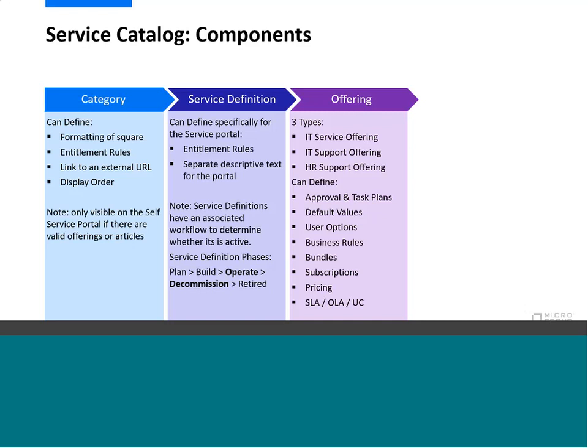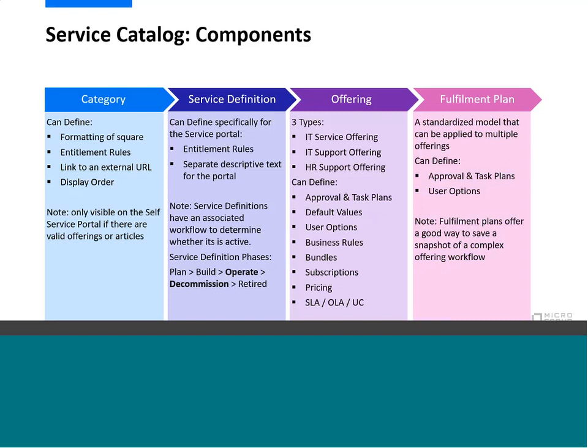The final level that we've got is our fulfillment plan. So this is a standardized model that you can use that could be applied to multiple offerings. With that though, the only thing that's actually stored against it are the actual task plans or any user options, those custom fields for that particular offering can be stored on the fulfillment plan. So if you had an offering and you wanted to create a fulfillment plan from that, those bits will come across, but all the other elements like the business rules, the default values, maybe subscription and pricing information, won't be copied across.